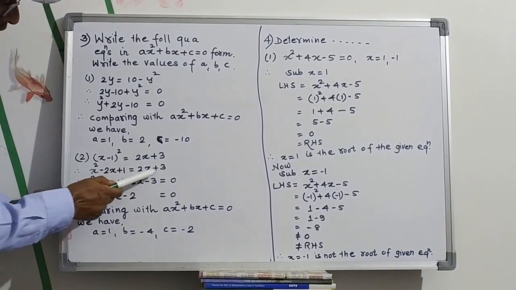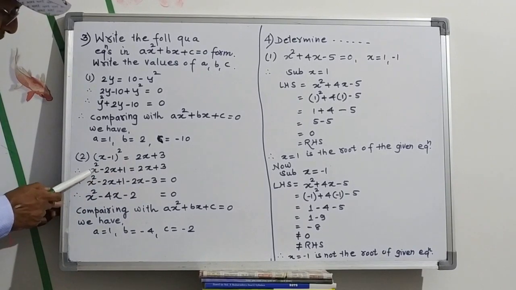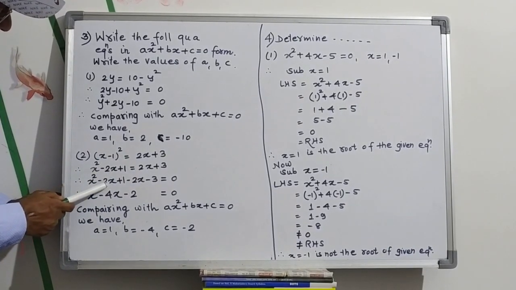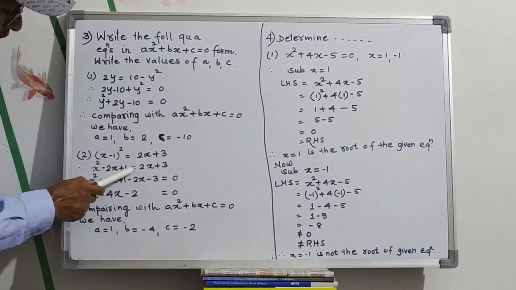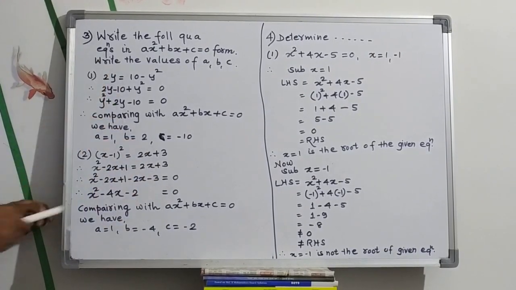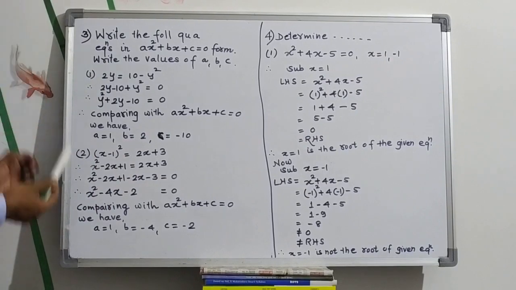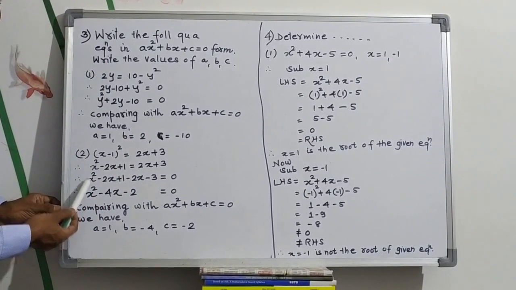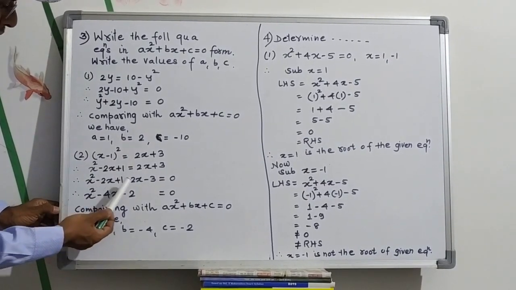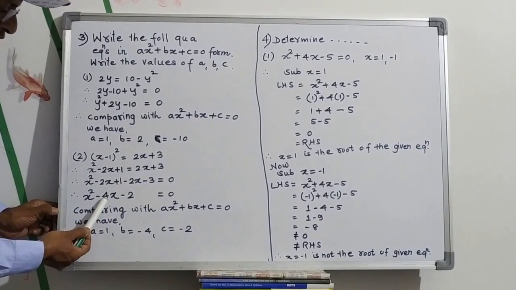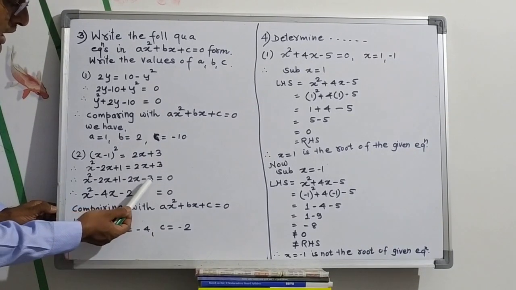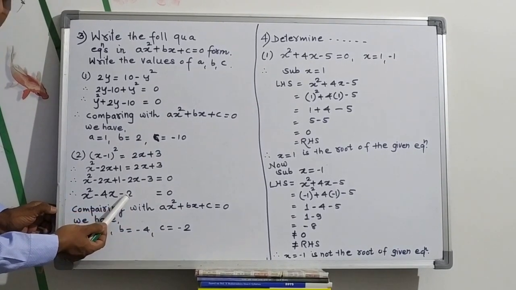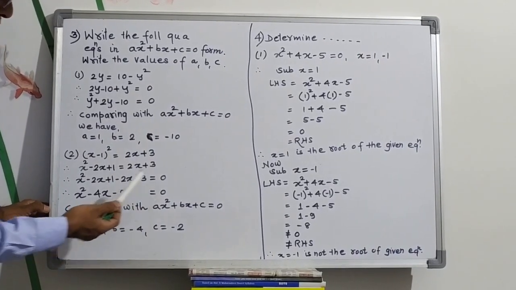Now shifting 2x and 3 to this side, what we have, x square minus 2x plus 1 minus 2x minus 3 is equal to 0. Collecting like terms, you have x square minus 2x and minus 2x will give us minus 4x plus 1 minus 3. One is plus, another one is minus. It will give you minus 2 is equal to 0.